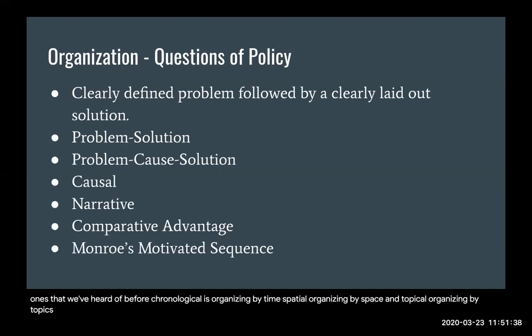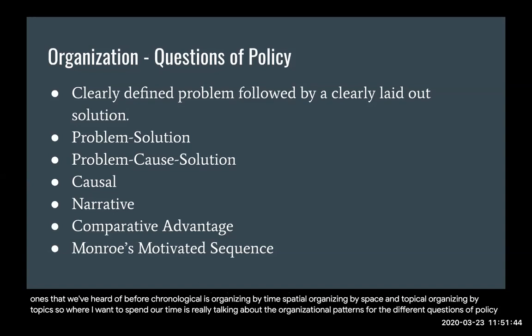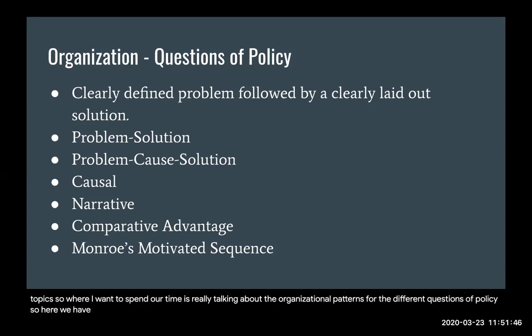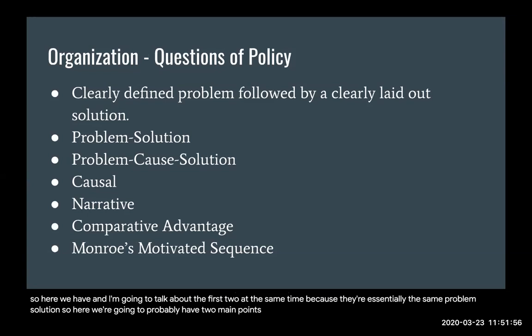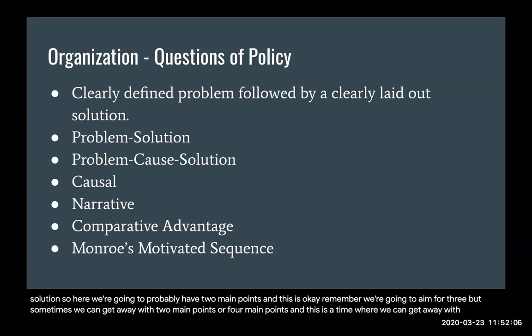So where I want to spend our time is really talking about the organizational patterns for the different questions of policy. So here we have, and I'm going to talk about the first 2 at the same time because they're essentially the same: problem, solution. So here we're going to probably have 2 main points, and this is okay. Remember, we're going to aim for 3, but sometimes we can get away with 2 main points or 4 main points. And this is a time where we can get away with 2 main points.